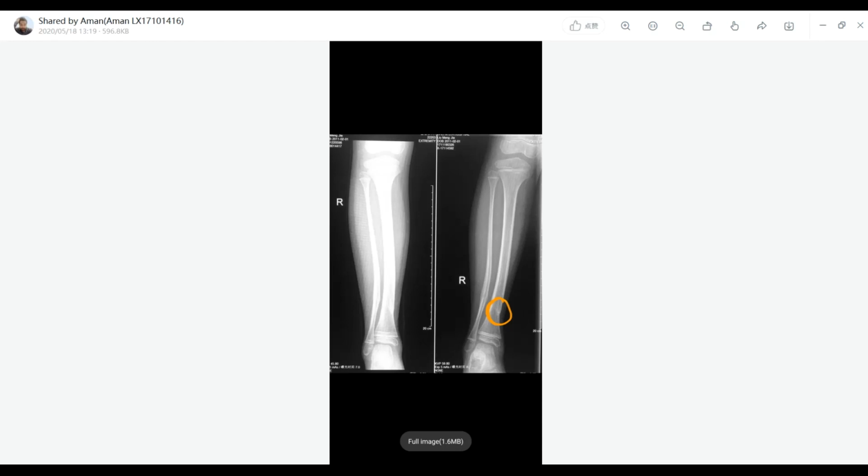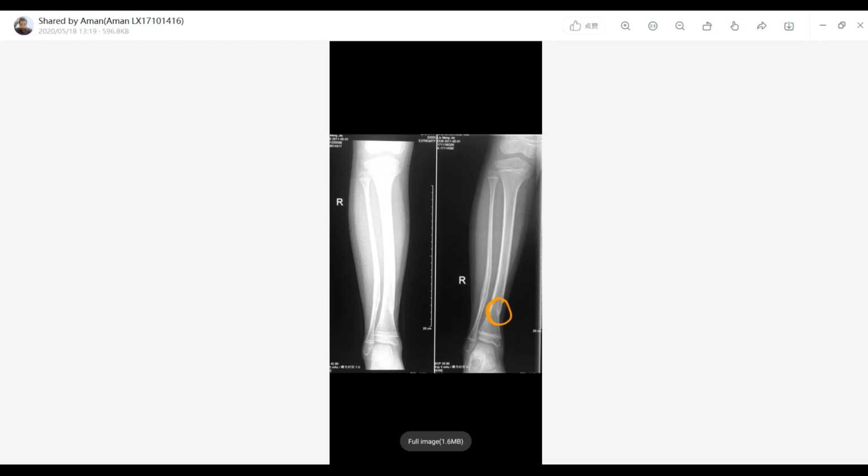See, Aman, that's what I have been telling. You cannot point out the fracture on only one image. Point out the fracture on both images and confirm it. You get it?